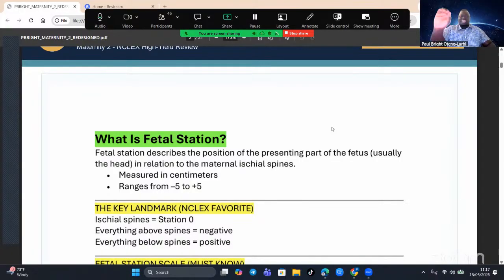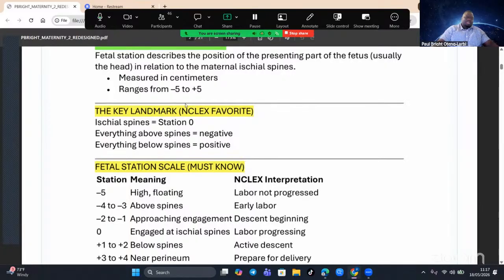So this is what we call fetal station. It is always measured in centimeters. Remember, we are dealing with maternity, so your measurements are always in centimeters. Now let's look at the landmarks. I've spoken about the ischial spine. That's the 0 point. So everything above the 0 point is negative. Anything below is positive. Let's go and look at the interpretation.